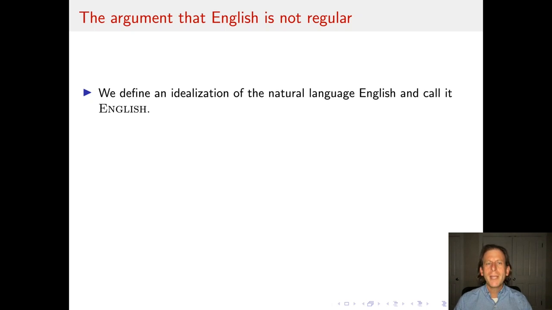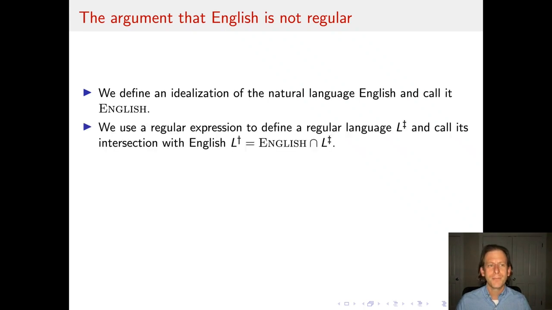First of all, in a formal language theory setting, we can't talk about English without defining the idealization of the natural language that we're interested in from a formal language theoretic perspective. What is the set of strings we're talking about? I'm actually going to hedge a little bit on exactly what that set is, because I think it's hard to say exactly what it is, but let's just assume it exists, and we'll call it English in small caps. And now I will define a regular expression that defines a regular language. We'll call it L double dagger, and we'll call its intersection with that idealization of English L dagger. So L dagger is the intersection of English and L double dagger.